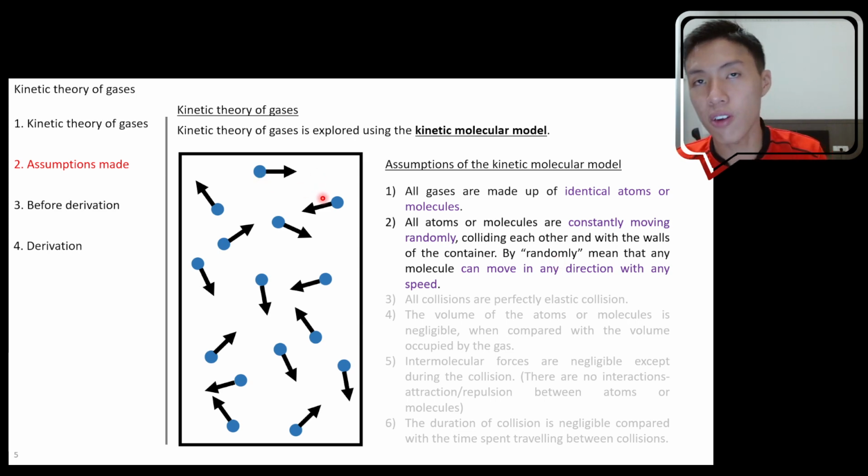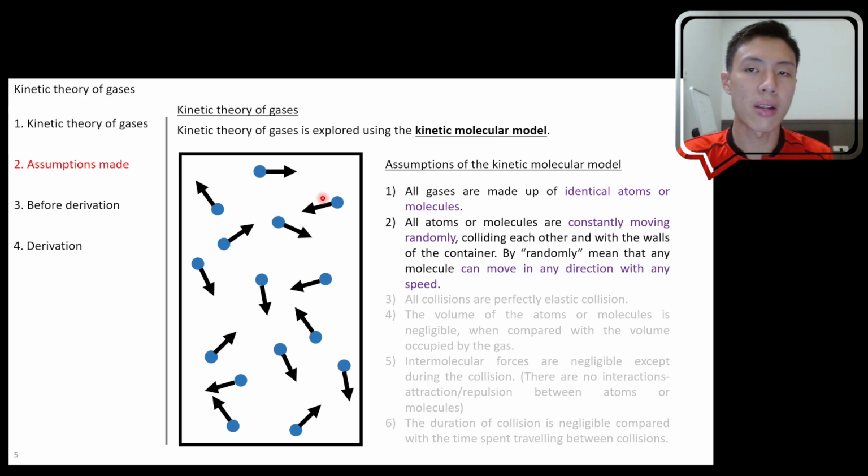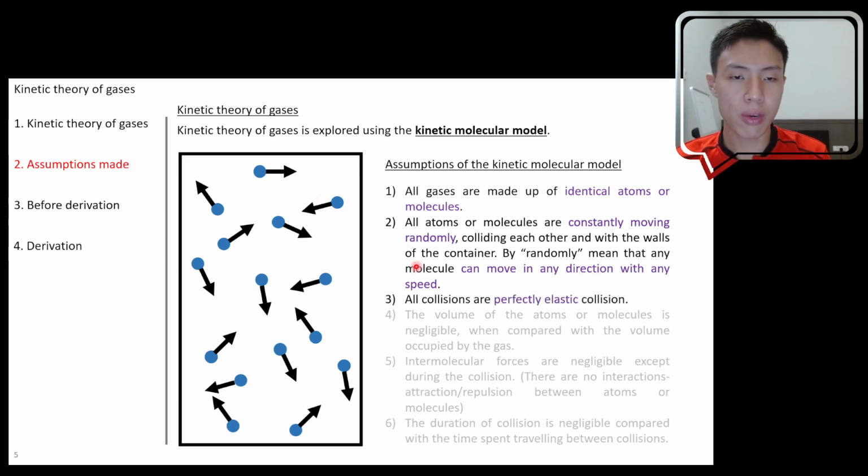Some might be moving fast, some might be moving slow, but we know that if we choose to take some kind of average, we'll get a certain value. Okay, the third assumption that we're going to make is that all collisions are perfectly elastic collisions.